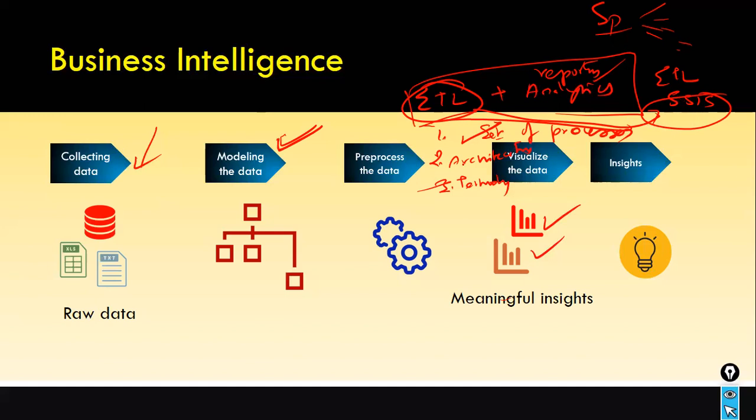So you need to decide what architecture is required, what technology tools are required, and also the setup processes. Once you define all these things, with this combination of tasks, you can convert your raw data into meaningful data. That is what business intelligence is all about.